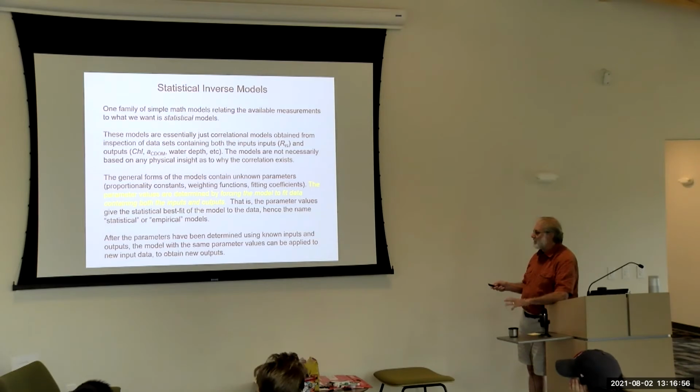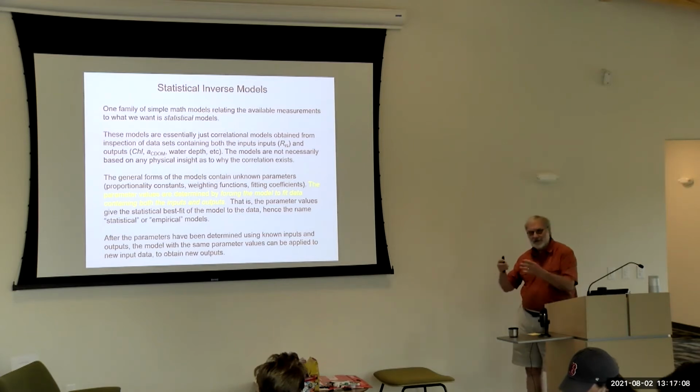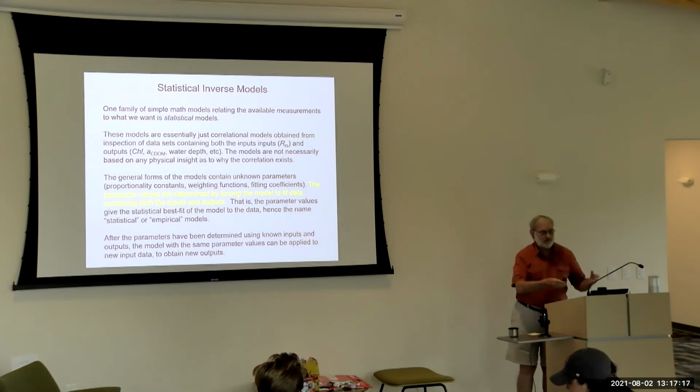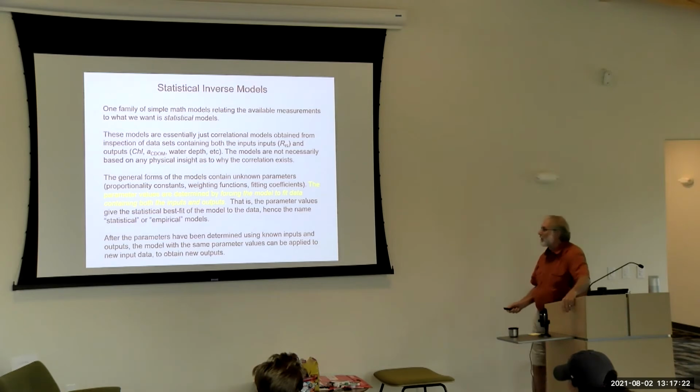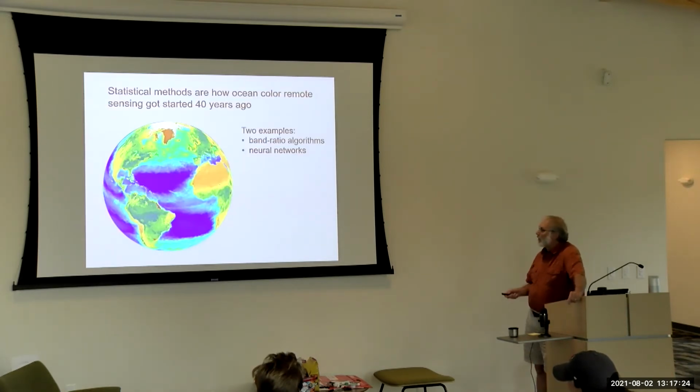And you just have a best fit model for some data set that you've worked with. So they're called statistical or empirical models. After you've taken some data where you know the inputs and the outputs, force your model to fit it, determine these coefficients. Now you take the model with the coefficients and feed in new data and hope that you'll get out answers that look halfway correct.